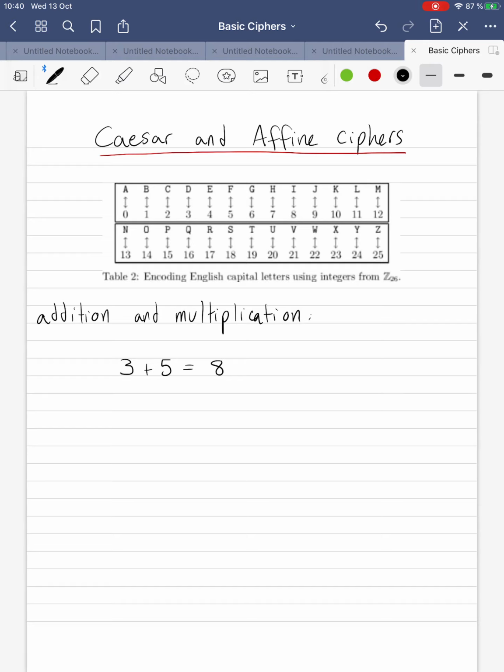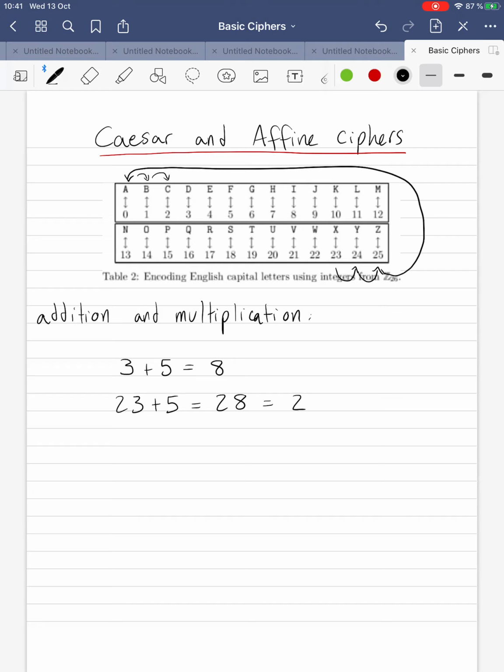But what happens if we do, for example, 23 plus 5? This is 28. So if we look up here, we go 23 plus 1 is 24, plus 2 is 25. But instead of going to 26, we're going to start over at A, at 0. So 23 plus 2 is 25. Plus 3, we're going to go all the way over here. Then plus 4 and plus 5. So this is going to be 2. So it's basically some kind of cyclic addition.